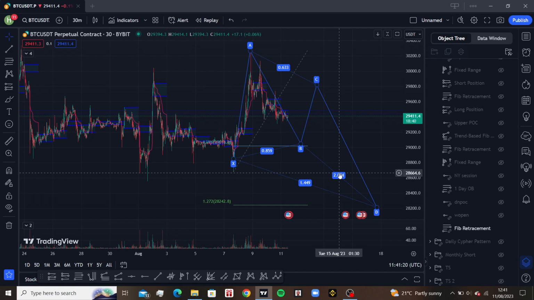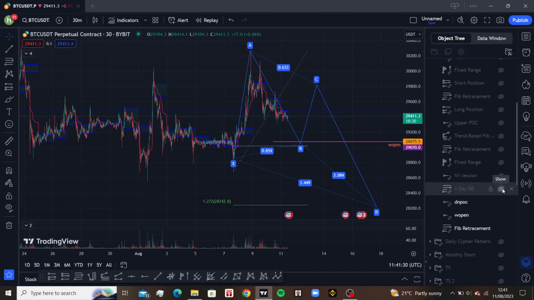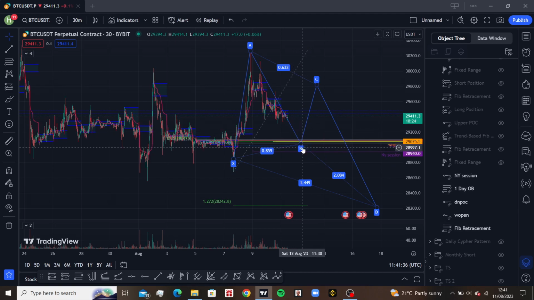What I would like to do is find other confluences within certain areas. As you can see, we have the weekly open, the daily naked point of control, a one-day order block, and a New York session located within this area. So we have 1, 2, 3, 4, 5 confluences within this area, which gives me greater confidence that a reversal will happen.